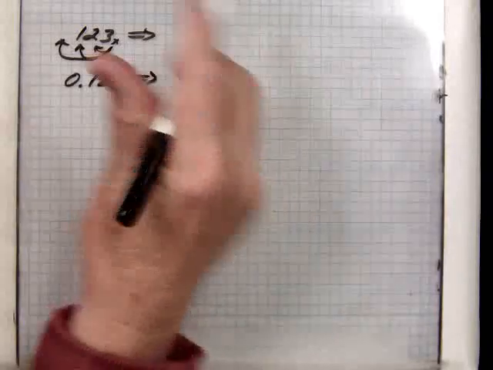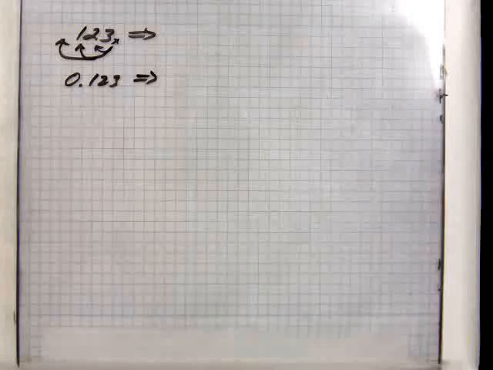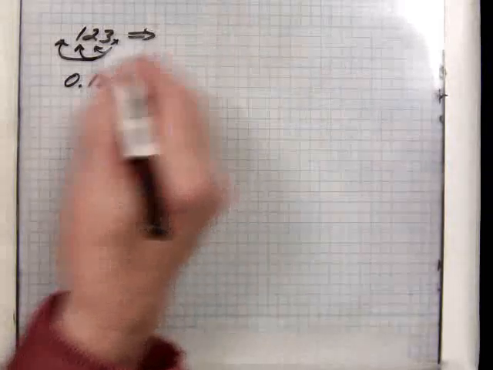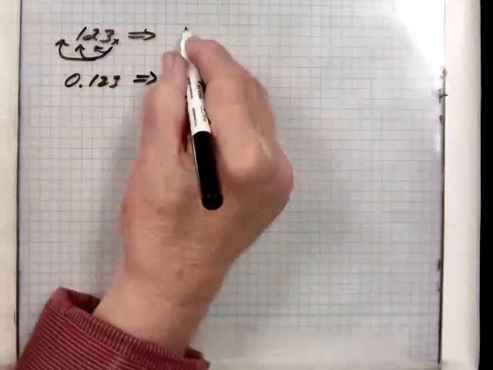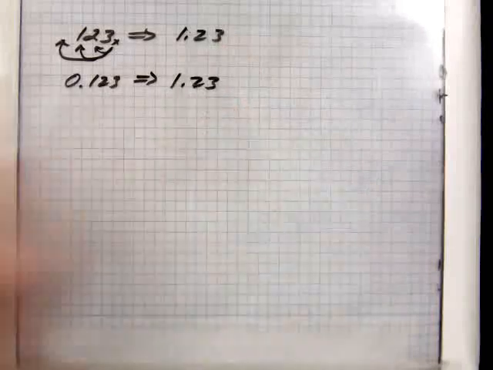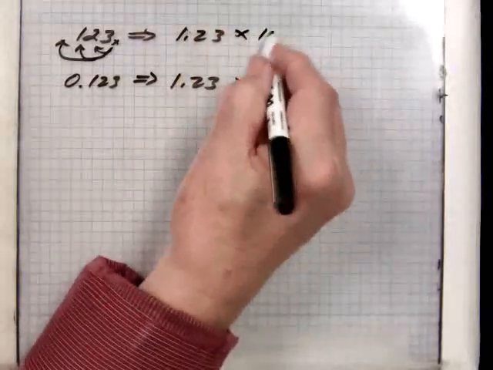However, it is standardized if you place this number in a form that lists it as a number between 1 and 10. Okay? So listing it between 1 and 10 is the standard form. Standard form would be 1.23. Same here, 1.23.